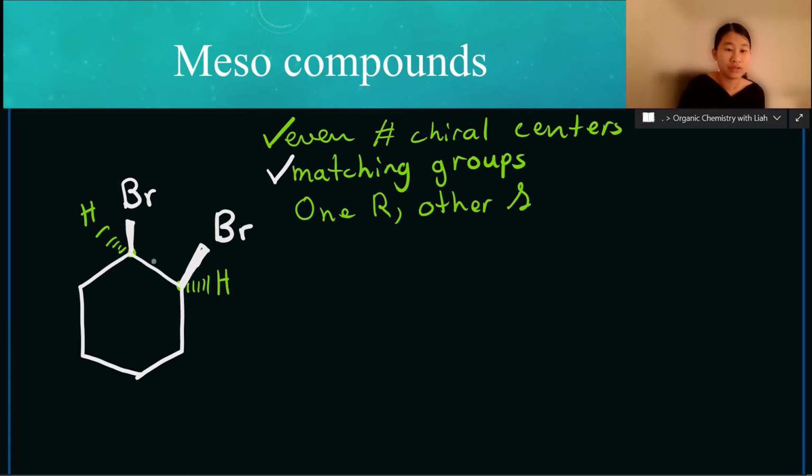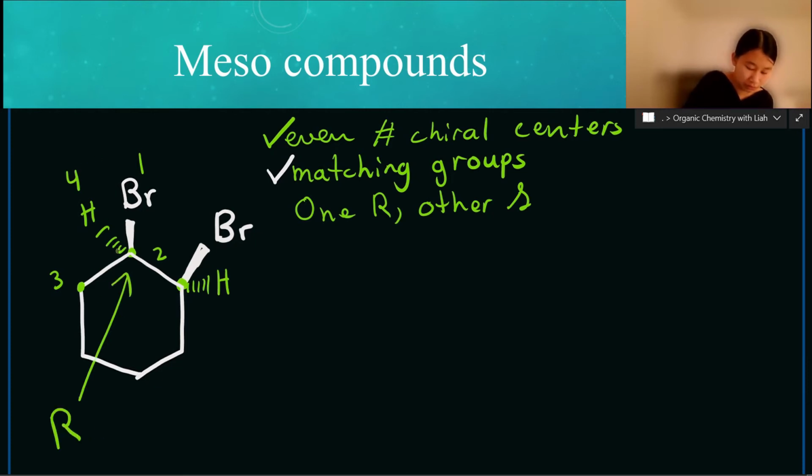Let us see if one chiral center is R and the other is S. We're going to start right here, determining R and S. Bromine will have priority number 1 because it has the highest atomic number. Then we go hydrogen 4, and then we're going to go 2 over here and 3 over here. So ignoring what's on the dash, we see that we have 1 to 2 to 3. This appears to be R. So this chiral center has an R configuration.